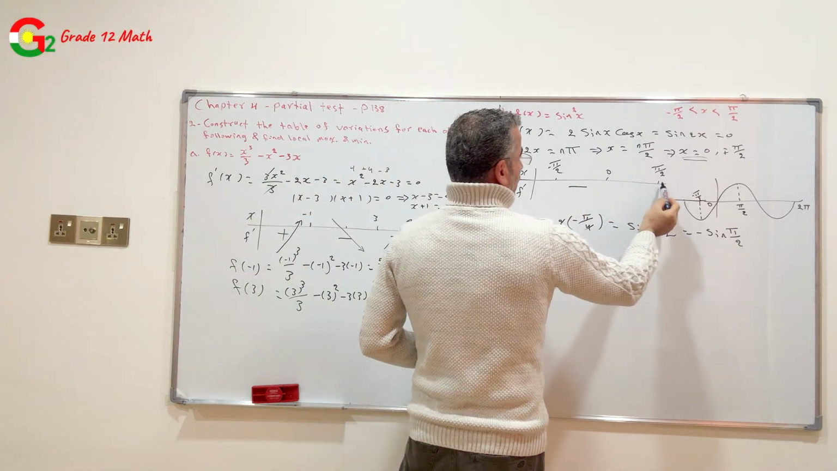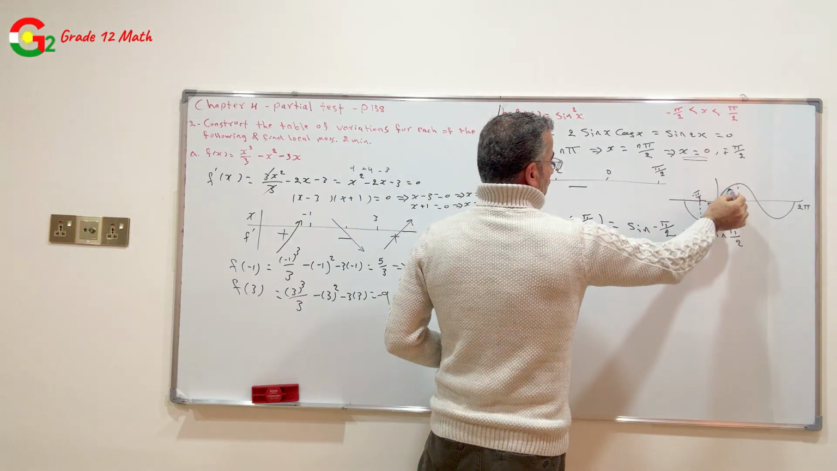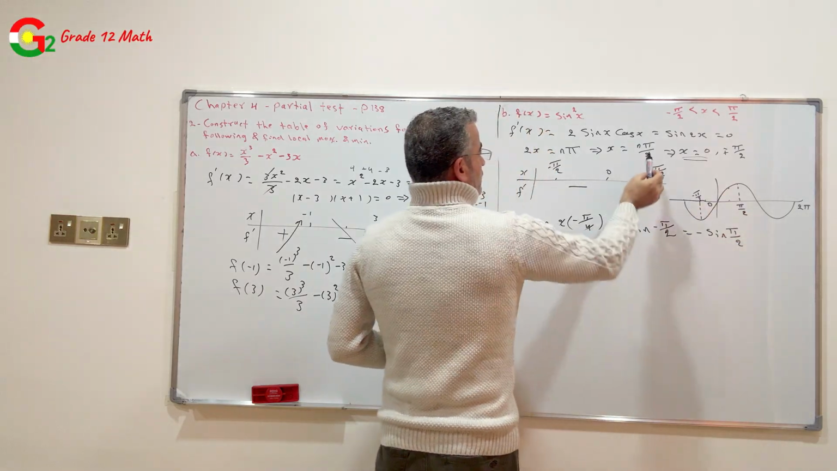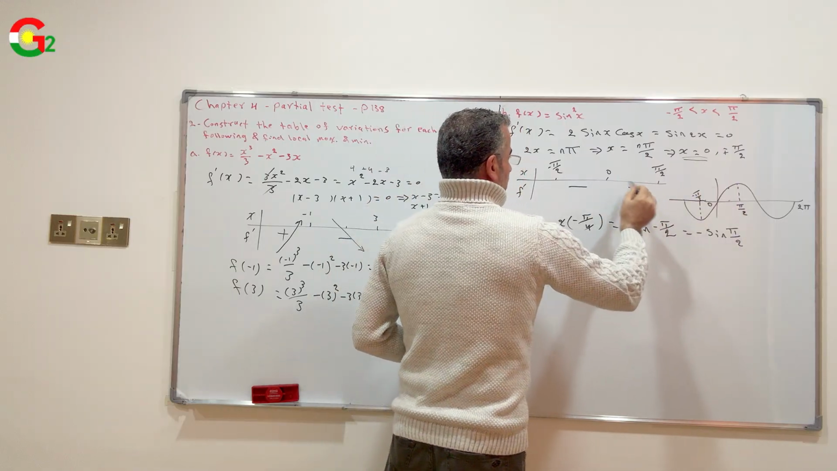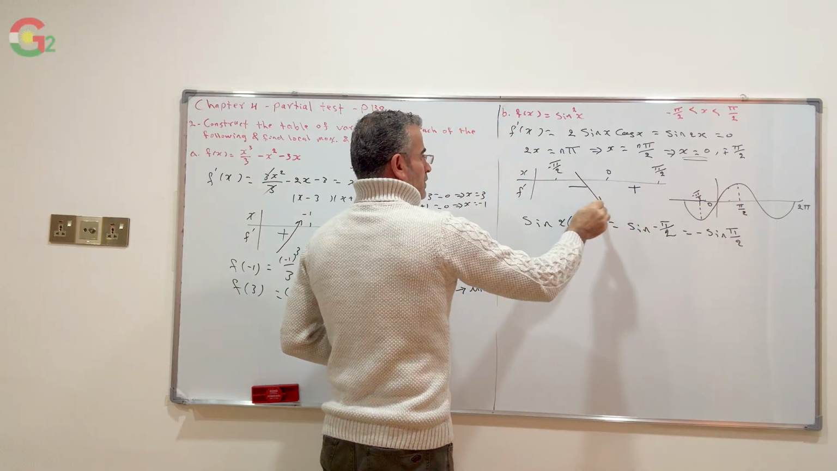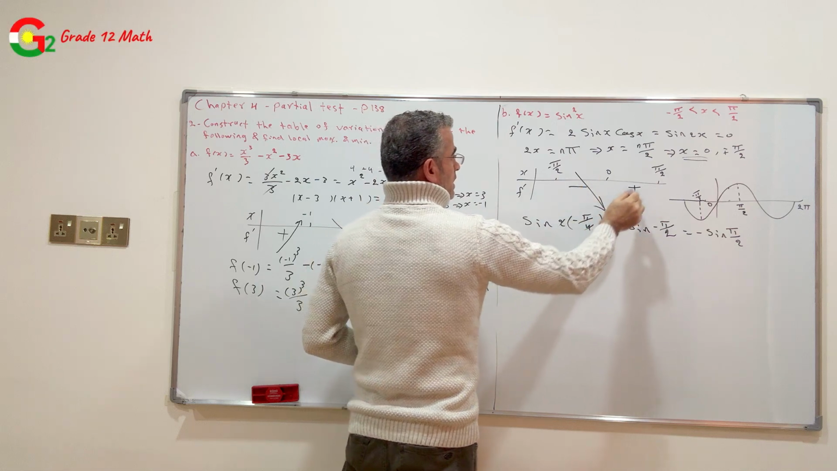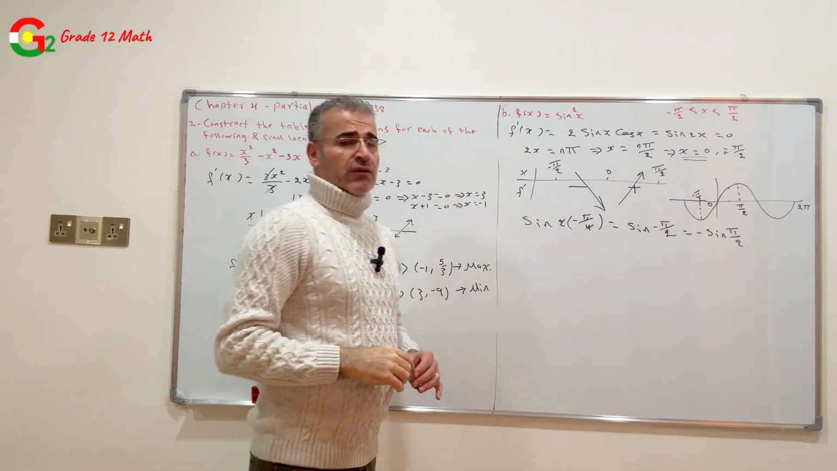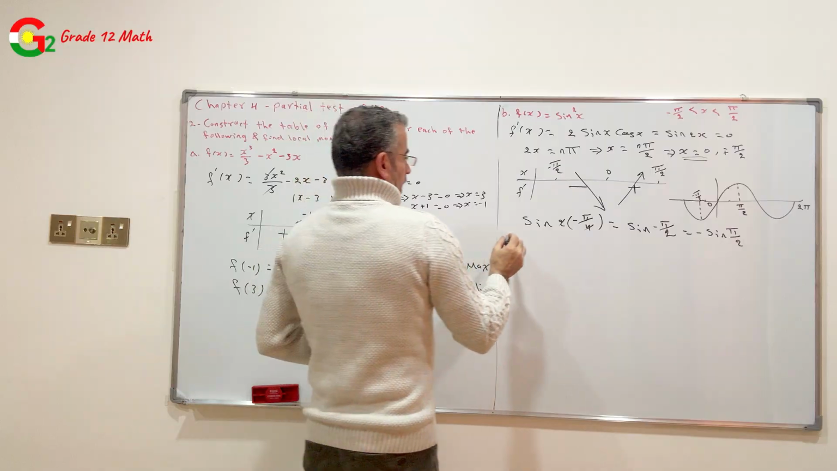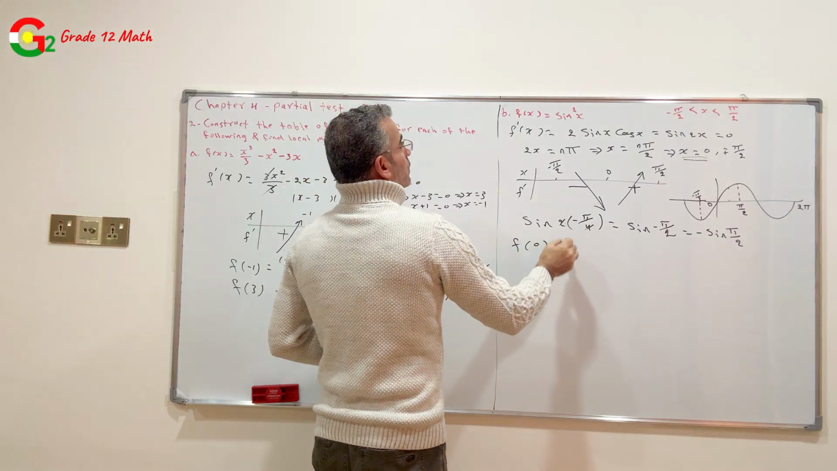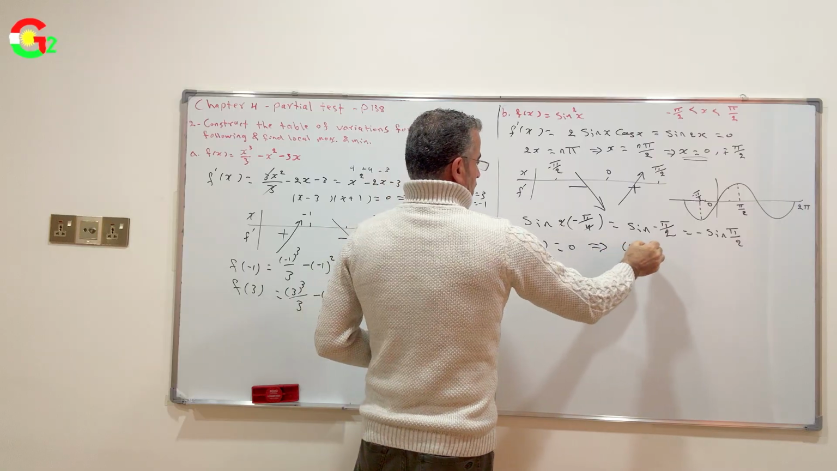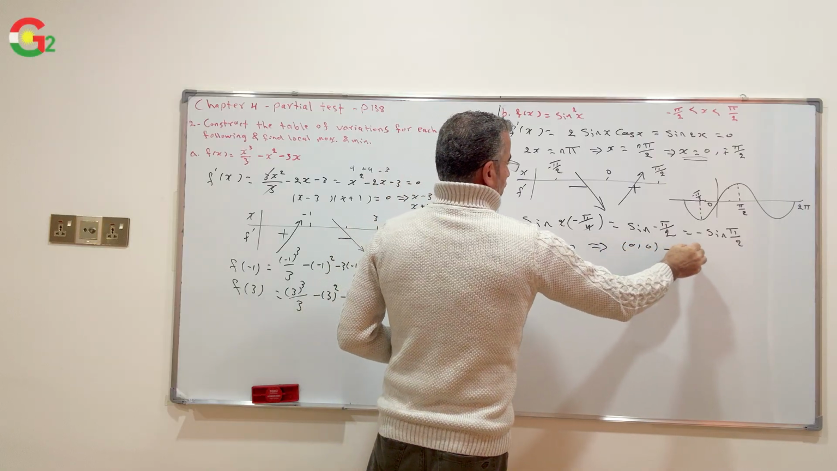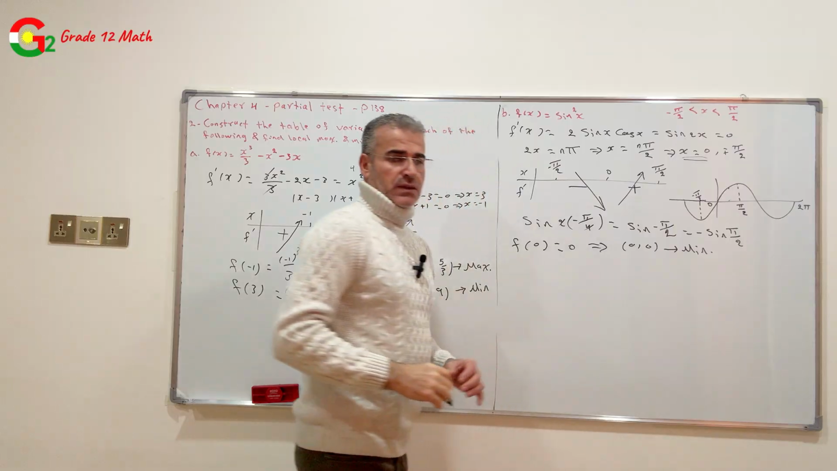Between 0 and pi over 2, take pi over 4. Pi over 4 times 2 is pi over 2, and sine pi over 2 is positive. Therefore, the function in this interval is decreasing, and from 0 to pi over 2 is increasing, and f of 0 equals sine 0, which is 0. Therefore, 0, 0 is a local minimum point for this function.